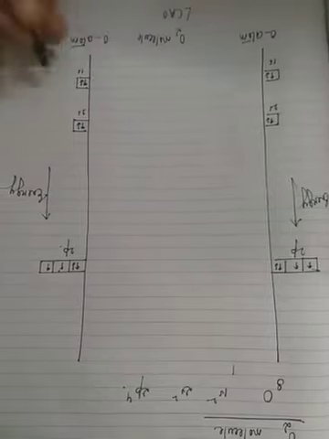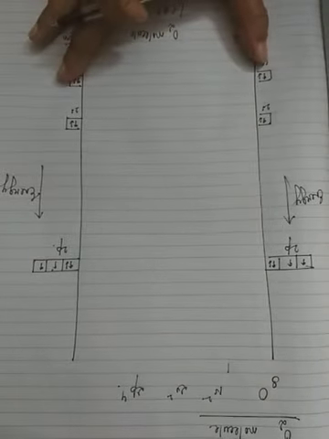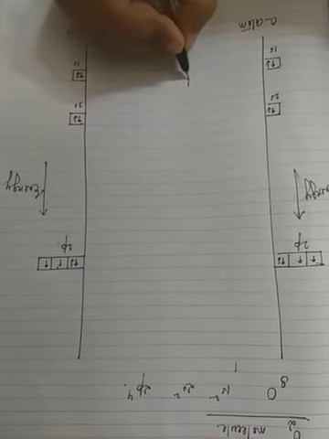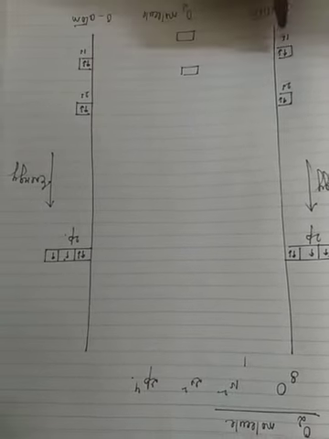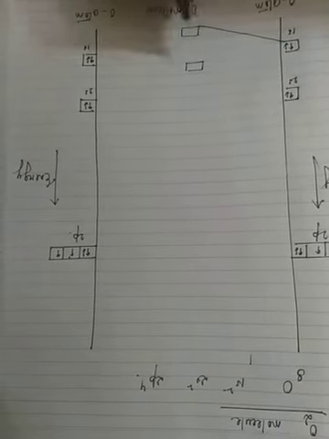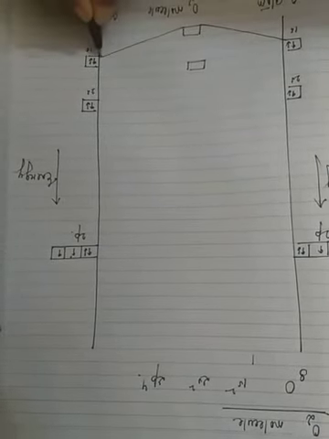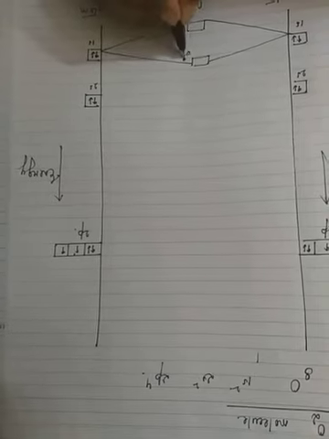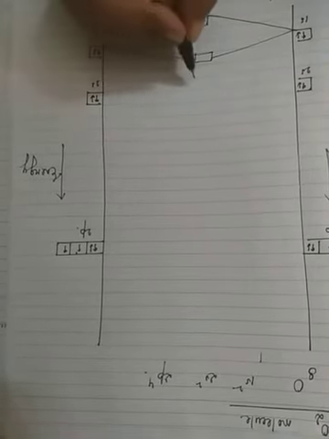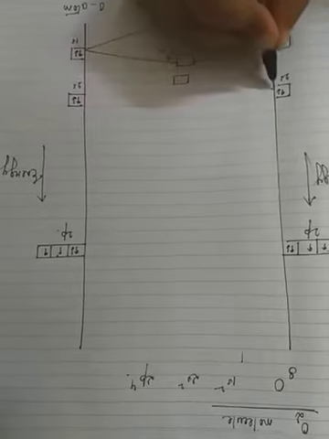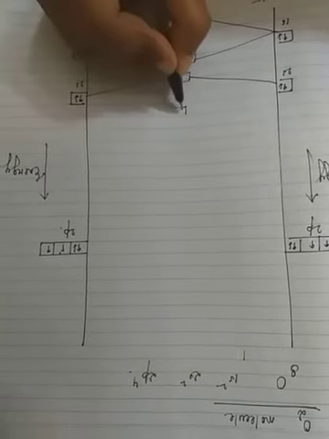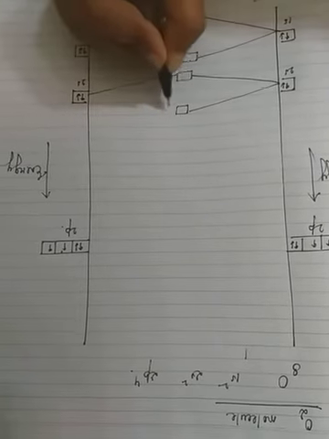In this oxygen molecule, when these two atomic orbitals superpose, they will give two molecular orbitals. One will be of lower energy, another of higher energy. This is our sigma 1s and this is sigma star 1s. This is our sigma 2s and this is sigma star 2s.